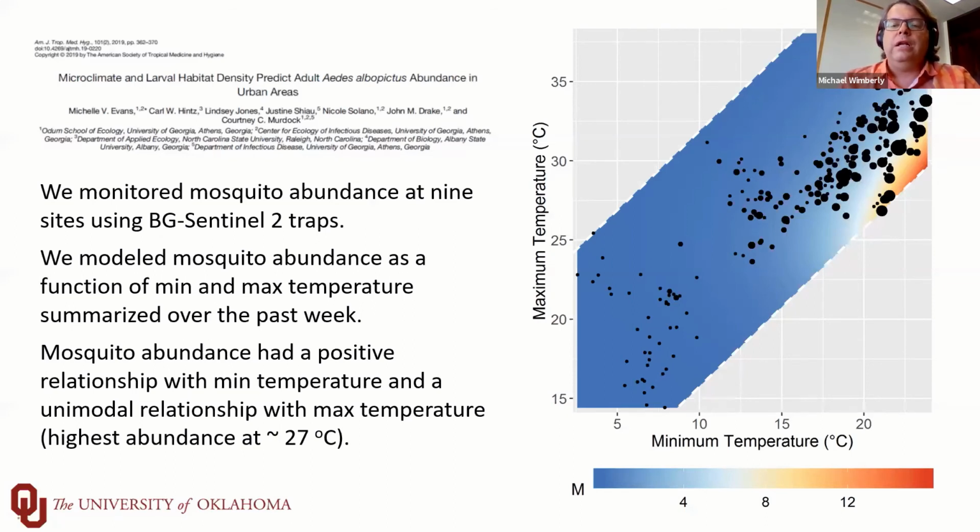abundances within kind of a maximum temperature range of about 25 degrees Celsius up to maybe 33 degrees Celsius. So it's a unimodal relationship there. You can see that those dots get smaller as we start to get up to about 35 degrees Celsius. It actually gets too hot for the mosquitoes during the day. And there's a general, unimodal increase in mosquito abundance with minimum temperature. So we can say, okay, we do find relationships between temperature and mosquito abundance at this microclimate level.